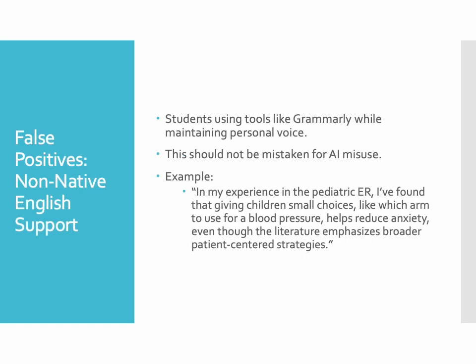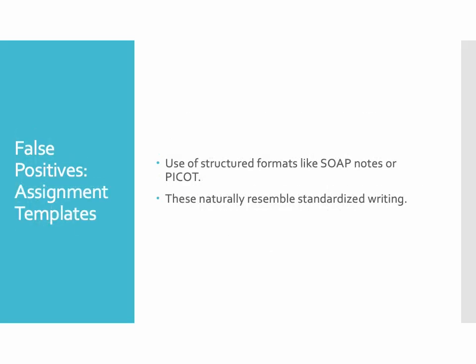In addition, AI detection tools have traditionally shown a bias against non-native English speakers. While many companies are attempting to address this in their current tools, it should be noted that these students still use Grammarly or a similar tool to help with their writing convention. Also, the use of structured formats like SOAP notes or PICO questions can falsely trigger elevated AI scores.